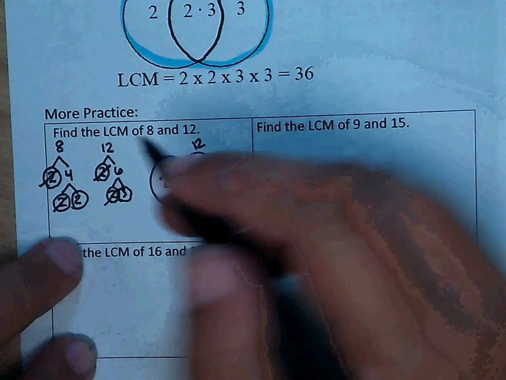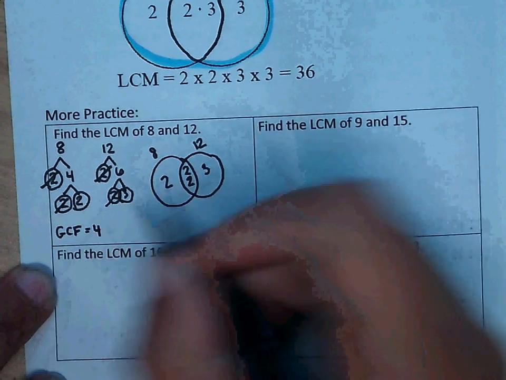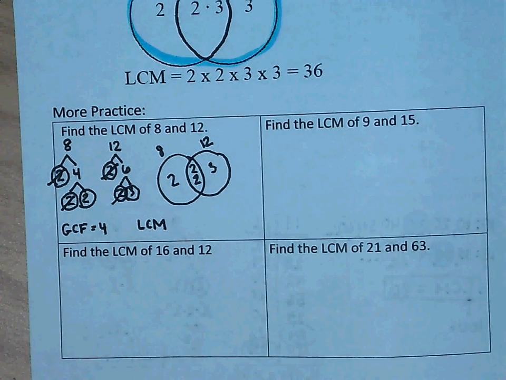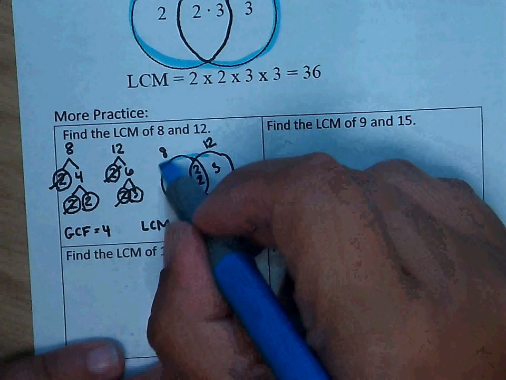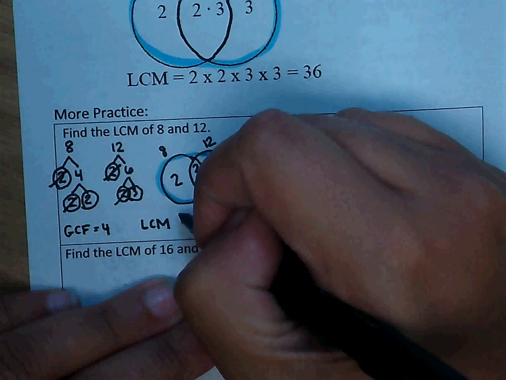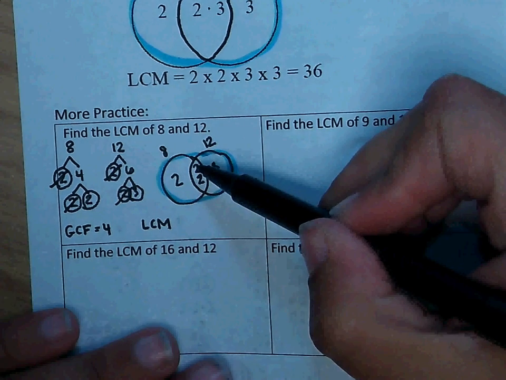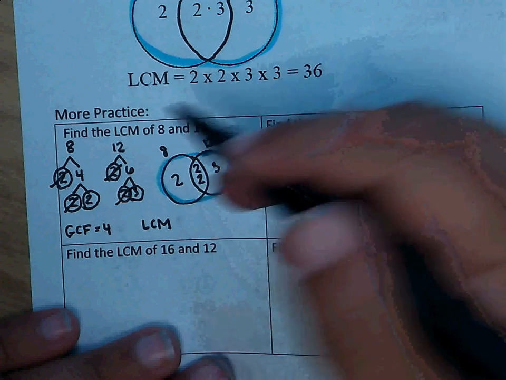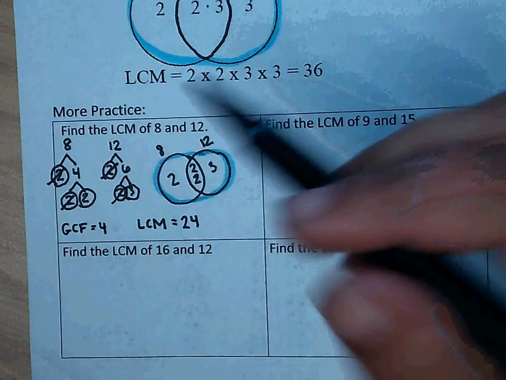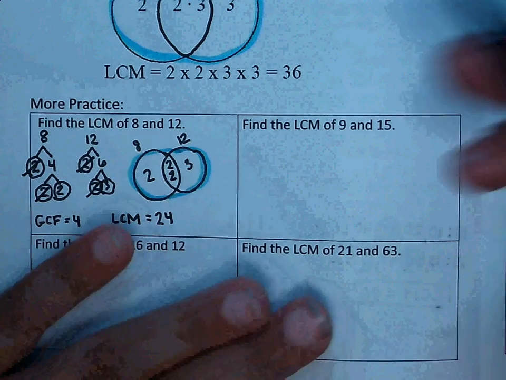So the GCF is 4, but the LCM, let me use my highlighter, is all of these multiplied together. So 2 times 2 times 2 times 3. So 2 times 2 is 4. 4 times 2 is 8, and 8 times 3 is 24. Cool, huh? It does both of them at the same time. All right, let's do 9 and 15. So let's break down 9.